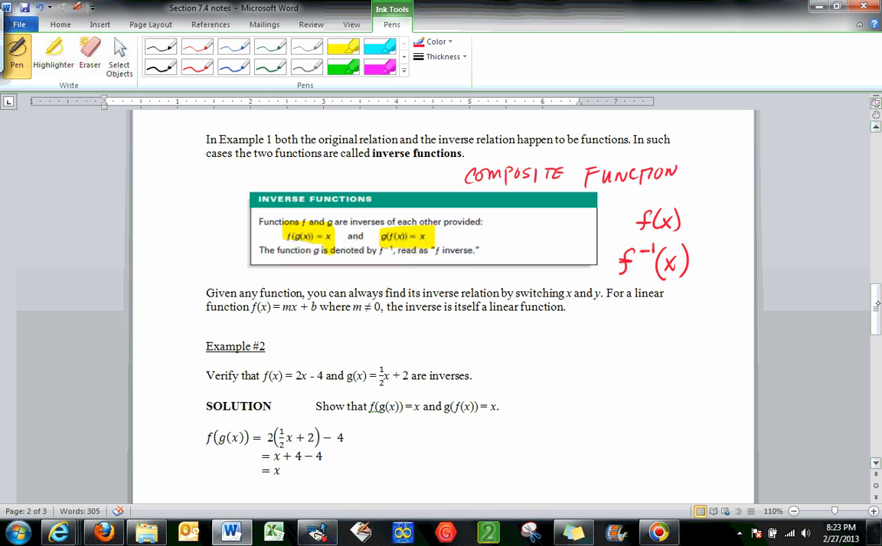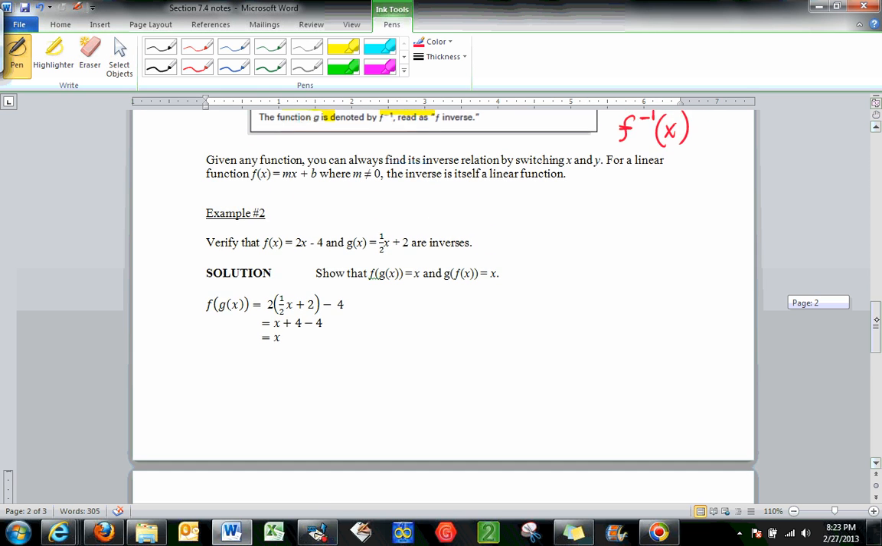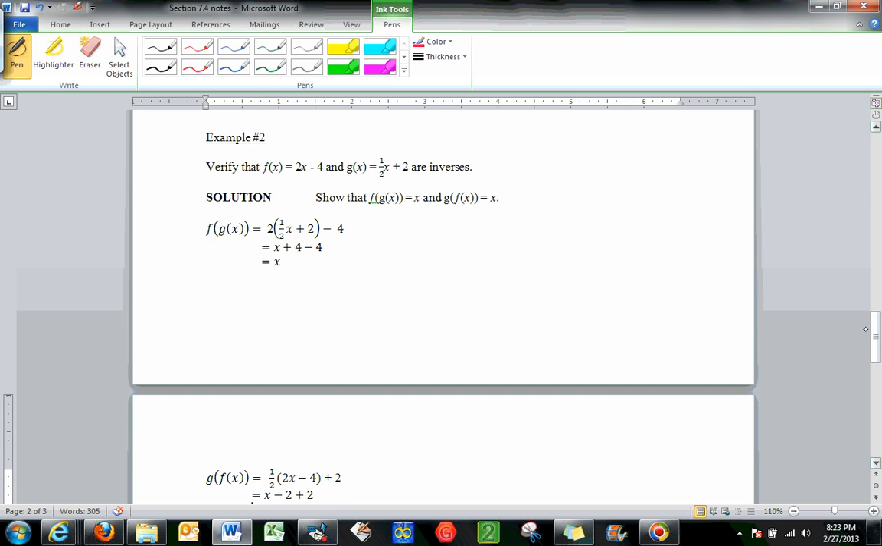So we're going to start here with two functions. And the directions, and this is important, say to verify. Now it didn't say to take the first one and switch the x's and the y's around. It said to verify that f of x and g of x are inverse functions of each other. And if they are, then that means that the two separate composite functions would both equal x. And that's what we simply need to do.